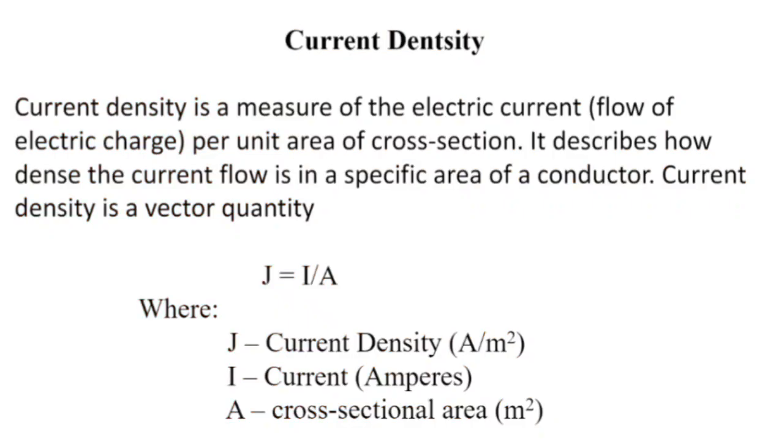Next, we have current density. By definition, it is like a measure of how much electric current flows through a given area. For our formula, we have current density, which is represented by J, equal to I, which is our current, all over A, which is the cross-sectional area. So, it's like looking at how much current is flowing through a particular amount of space within a conductor.